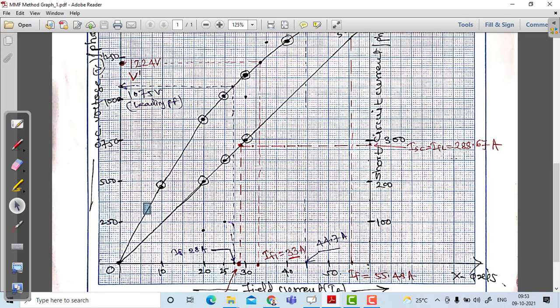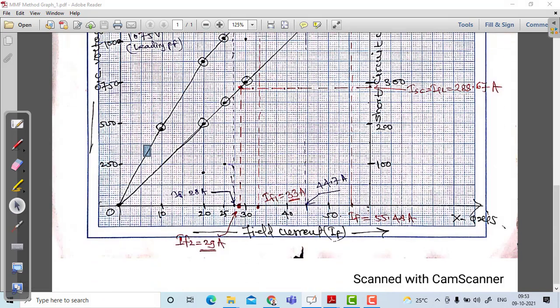Now see, corresponding to IS equal to IFL equal to 288.67, the current required is 29 ampere. It is shown here. Just check it: corresponding to 288.67, the field current required is 29 ampere. So IF2 is 29 ampere. In this way, we have obtained IF1 and IF2.